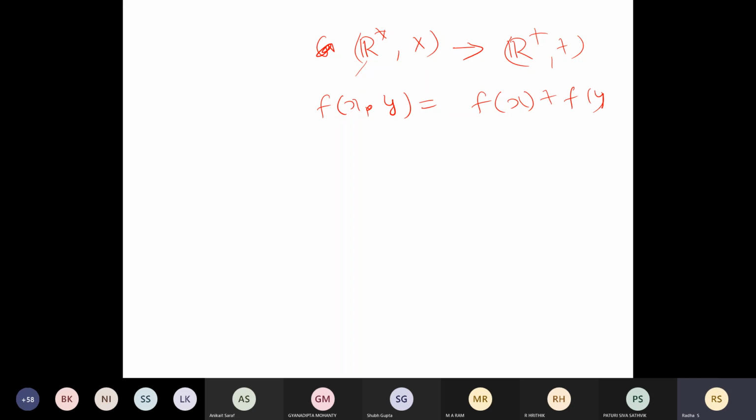I'll give you one example. See, what he's asking is, suppose I have R star comma multiplication to R plus comma plus. If I take two elements here, I should check f of x into y is equal to, but here the operation is addition, f of x plus f of y. It will be the opposite. Clear? Yes, ma'am. So look into what the operation is in the domain and also the codomain. Accordingly, you write.